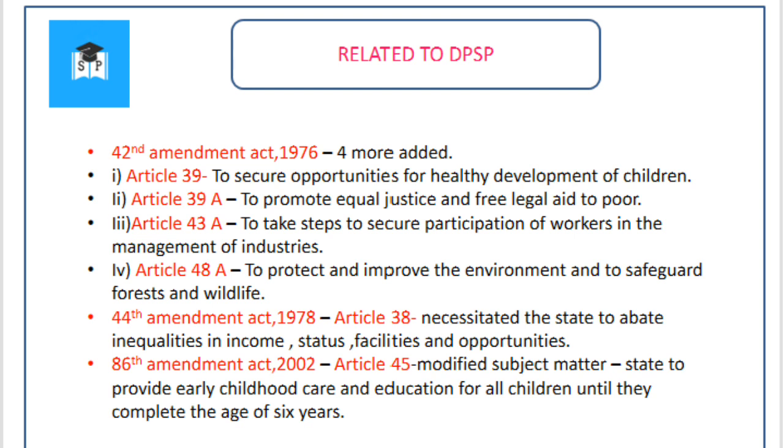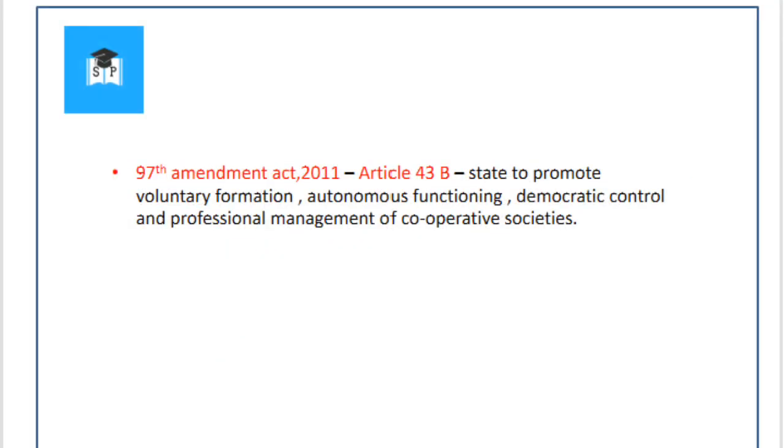Through the 44th Amendment Act of 1978, Article 38 was added. Article 38 necessitated the state to abate inequalities in income, status, facilities, and opportunities. The 86th Amendment Act of 2002 modified the subject matter of Article 45. It necessitated the state to provide early childhood care and education for all children until they complete the age of 6 years. 97th Amendment Act of 2011 added Article 43B, that is the state to promote voluntary formation, autonomous functioning, democratic control and the professional management of cooperative societies.